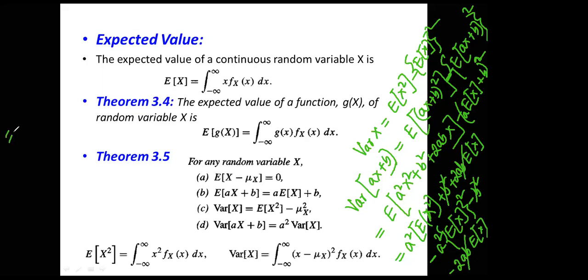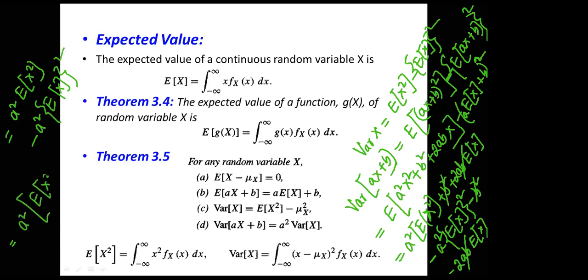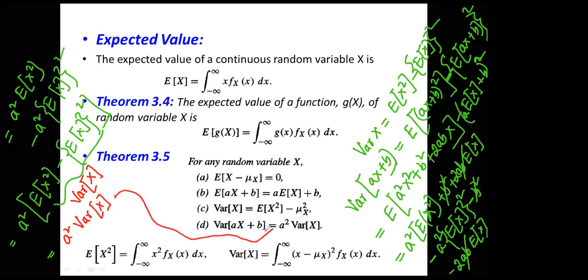So what is the ultimate result? Result is a square E of x square minus a square E of x whole square. If I take the a square common, then it will become E of x square minus E of x whole square. And that actually is a square variance of x. That is the variance of x. So we can write it here like a square variance of x, and that actually is the right hand side. So we can prove the fourth one as well. All right. So we can understand that this can be done.